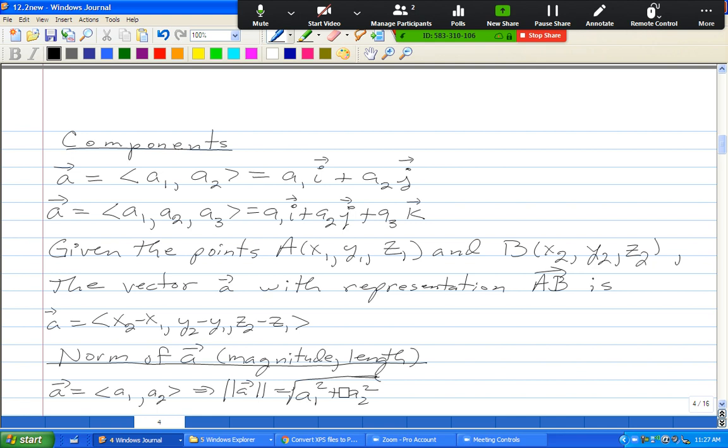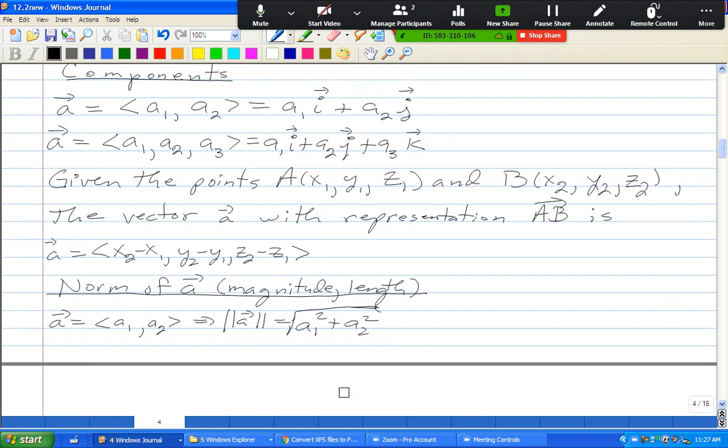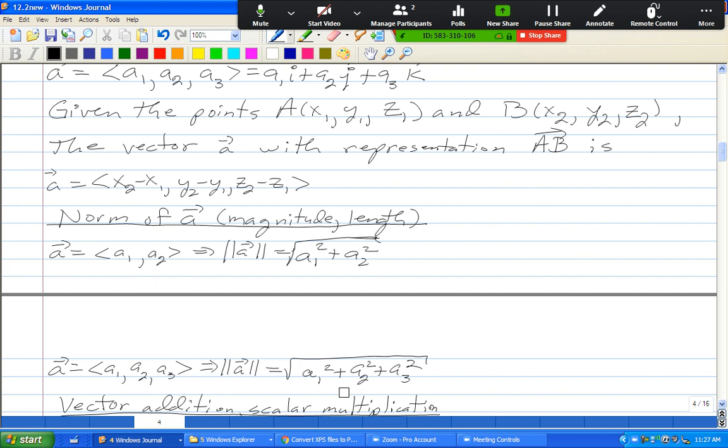So in particular, if you have a vector in three dimensions, say that a is a1 comma a2 comma a3, then the length of the vector a is just the square root of a1 squared plus a2 squared plus a3 squared.